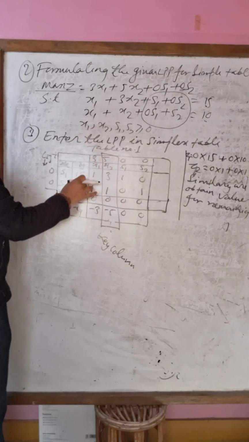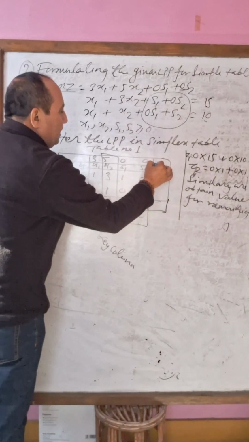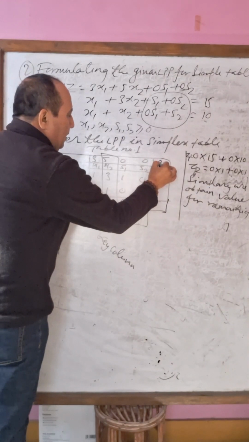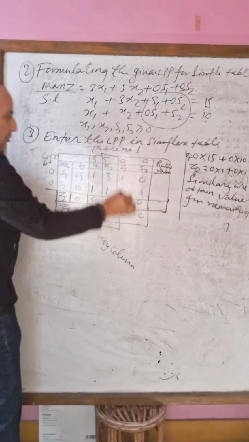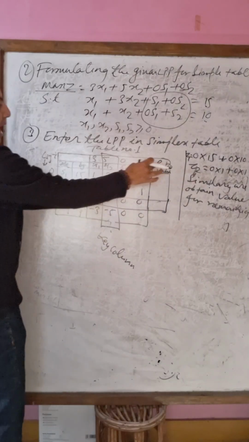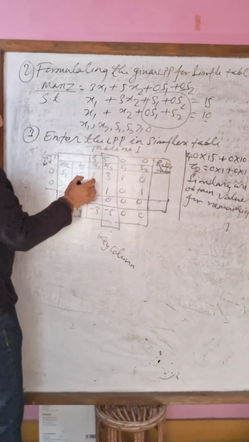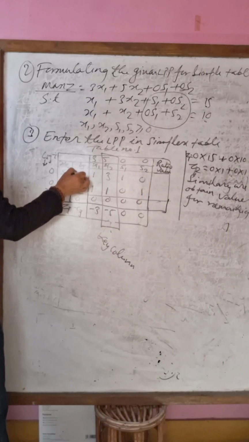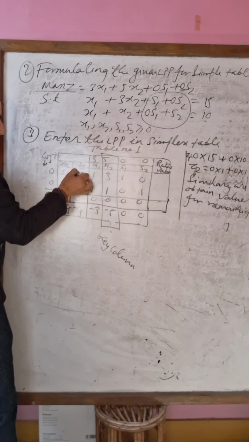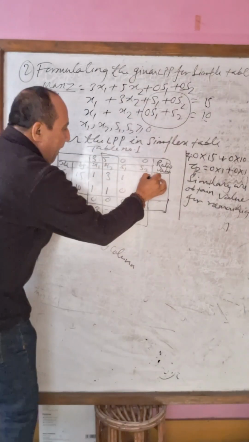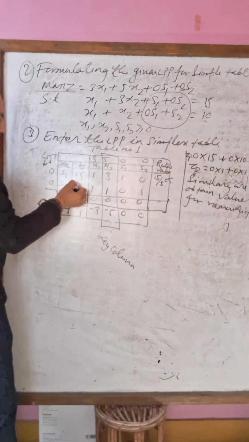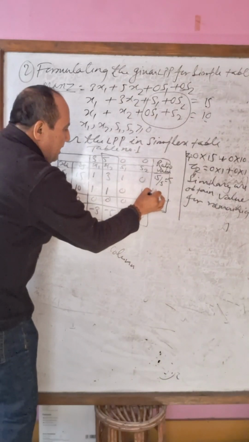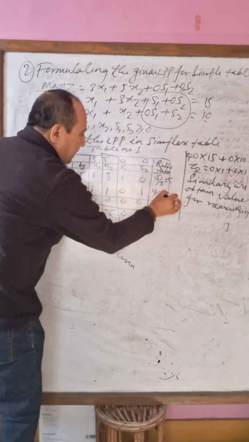After identifying the key column, you need to calculate the ratio value. In this column you calculate the ratio. How do we obtain the ratio value? You divide Bj: in the first row, 15 divided by 3 is 5. And the other is 10 by 1, that is 10.